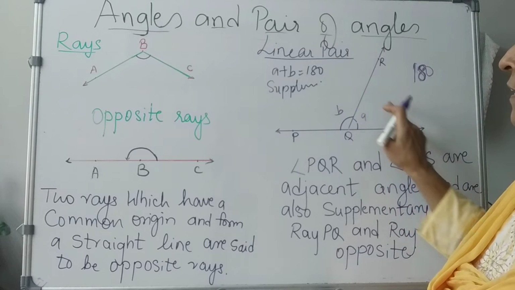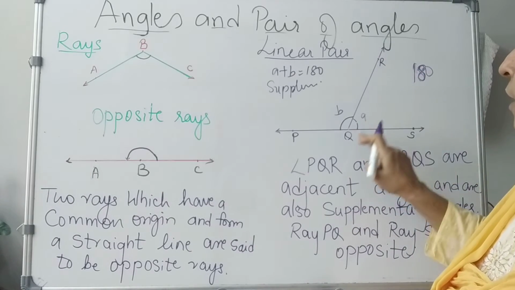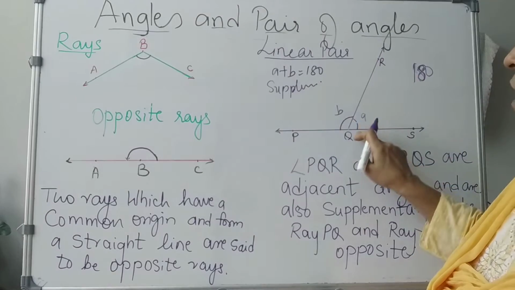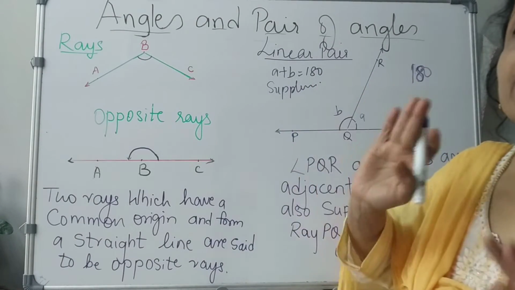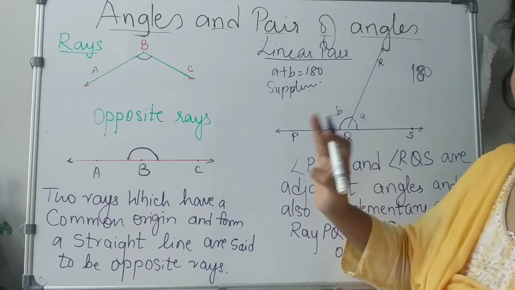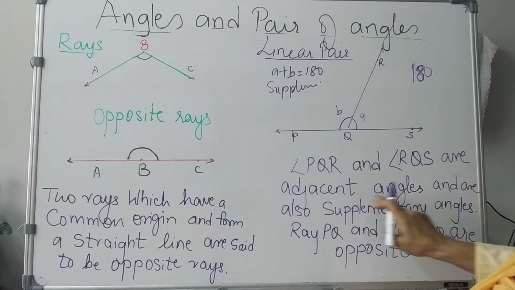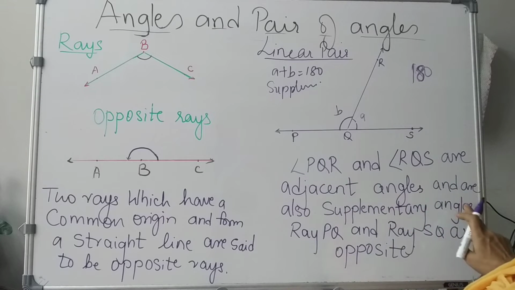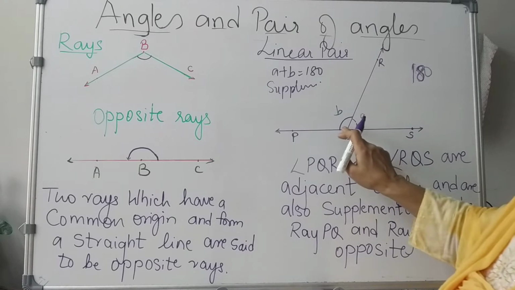Angles in linear pair. So angle RQS and RQP form a linear pair. They are supplementary. The total is 180. So angle PQR and RQS are adjacent angles and also supplementary angles. Ray PQ and ray SQ are opposite.